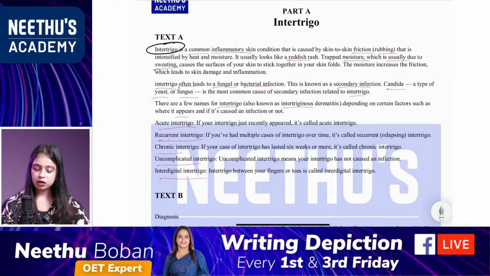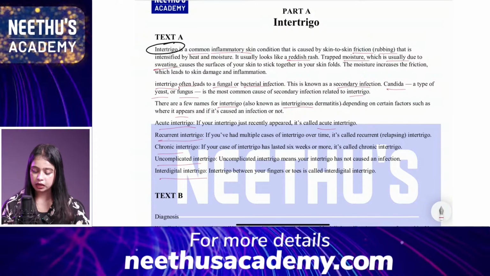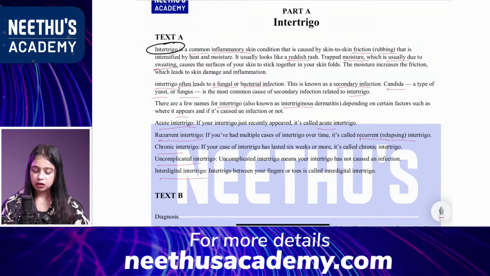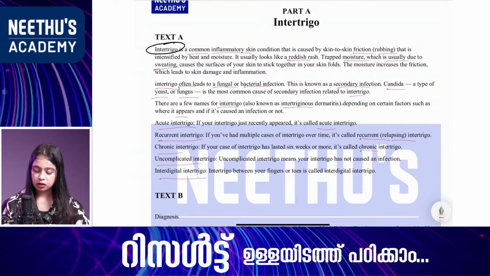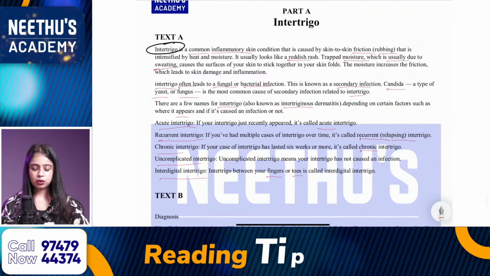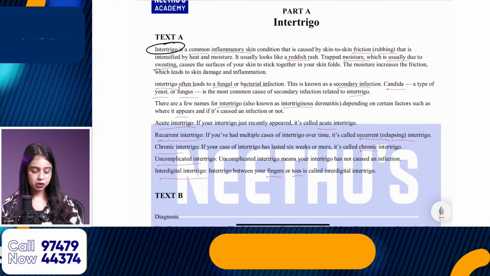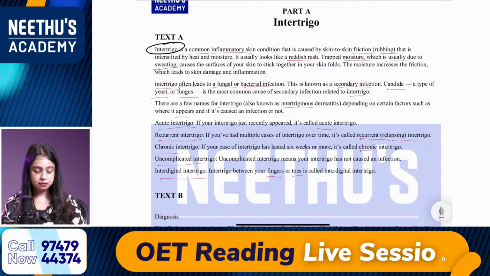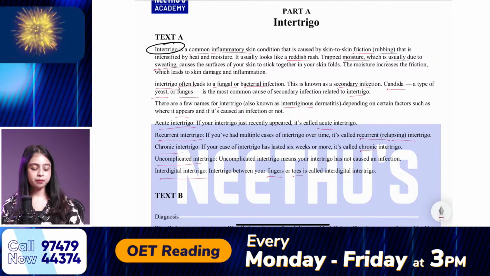Before moving on to the next one, I am marking acute, recurrent or relapsing, then complicated or chronic, and also fingers, toes, parts of the body. So that is my keyword from text A. Likewise, let me know. Yes, Shiny: inflammation, reddish, very good, friction, rubbing.